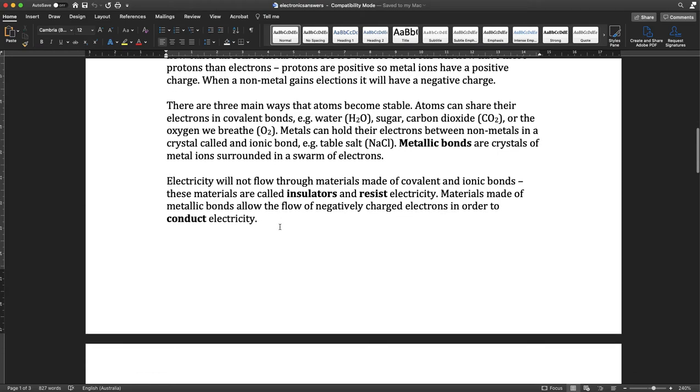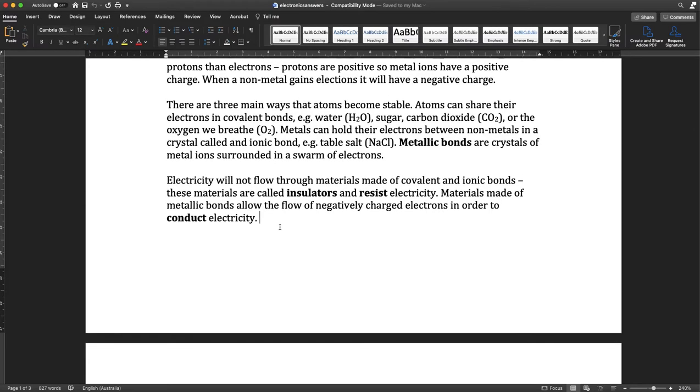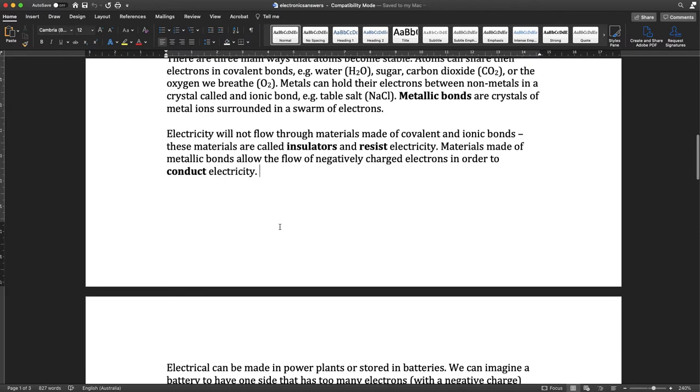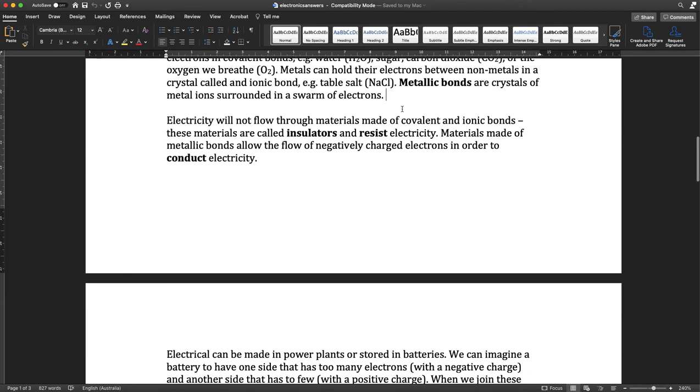There are 3 main ways that atoms become stable. Atoms can share their electrons in covalent bonds. We've talked about that. Metals can hold their electrons between non-metals in what's called an ionic crystal. An example of that is table salt. Metallic bonds are crystals of metal ions, right?